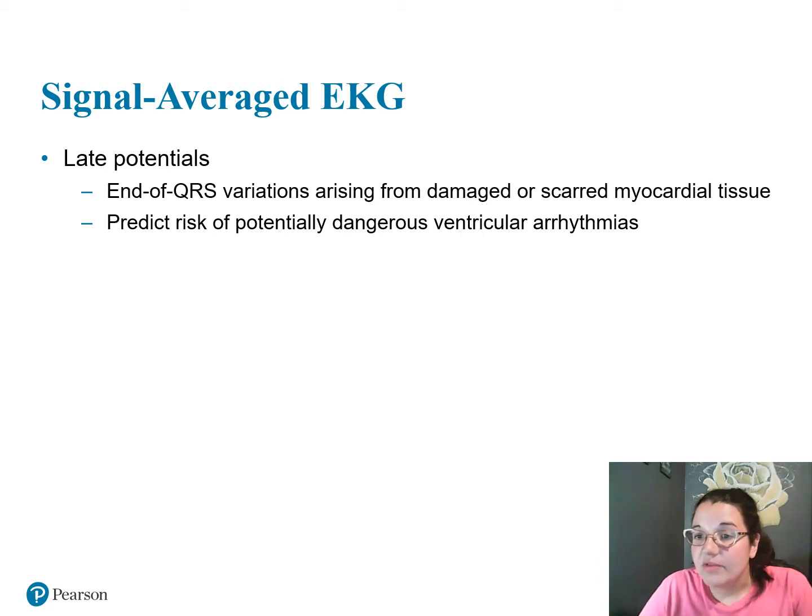And if it's coming from the ventricles, my heart rate is going to be how many beats? Remember, we had your SA node, your AV node, and your ventricles. So this is a dangerous rhythm. Why? Because my atria, are they depolarizing? No. So when we have an end of the QRS variation arising from damaged or scarred myocardial tissue, this is called a late potential. It predicts the risk of potentially dangerous ventricular arrhythmias.